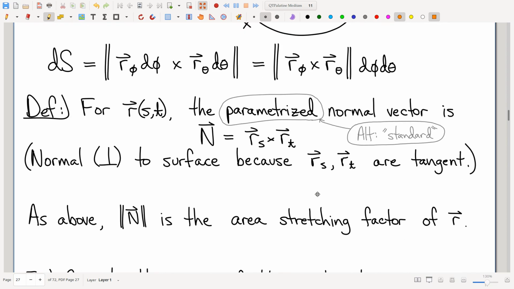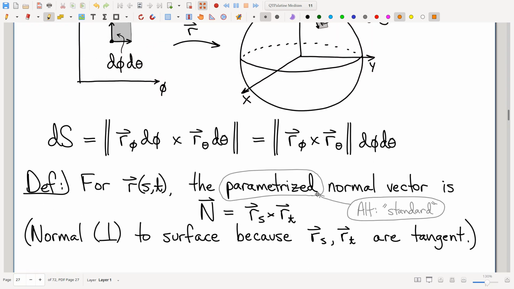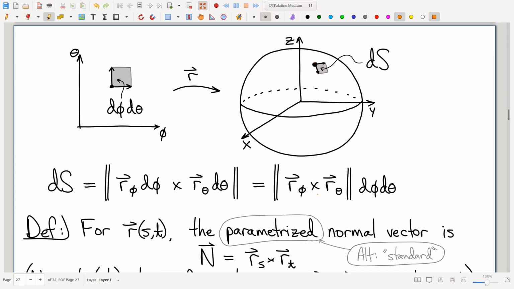Okay. All right, so we've got ourselves an area stretching factor. Now let's entertain the question of, let's suppose I wanted to compute the amount of area on some part of the sphere. So here's some kind of loosely triangular shape region of the sphere. How would I compute that area?